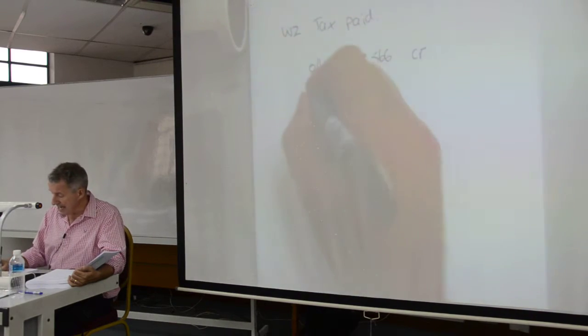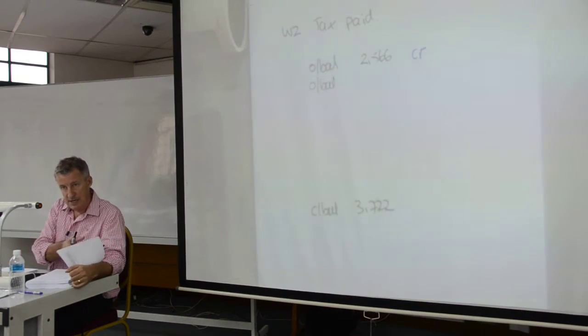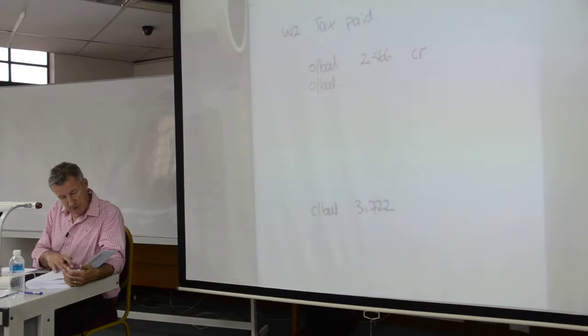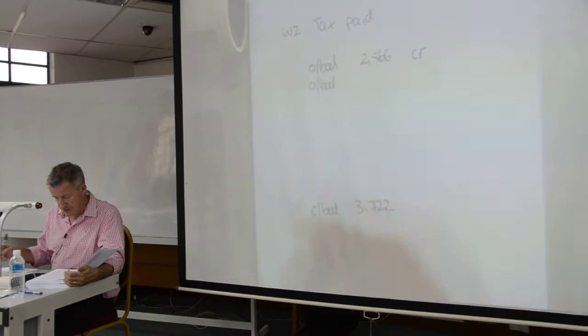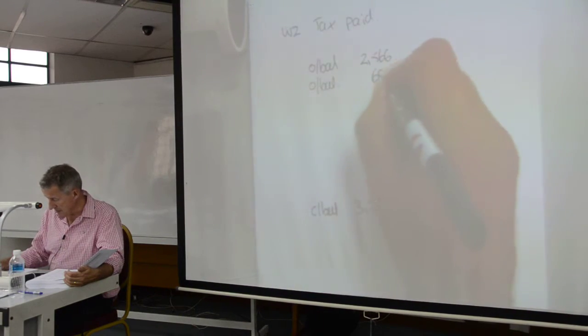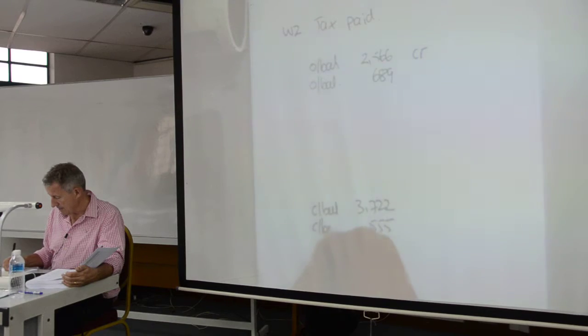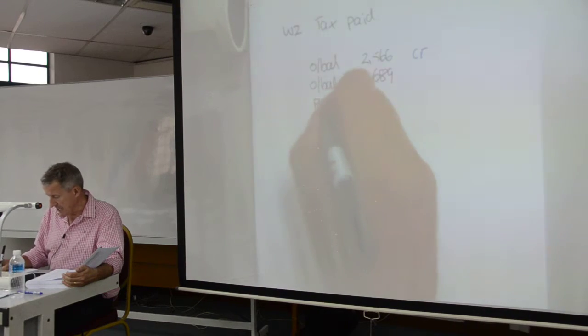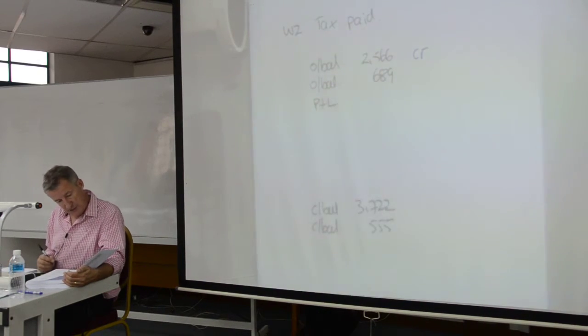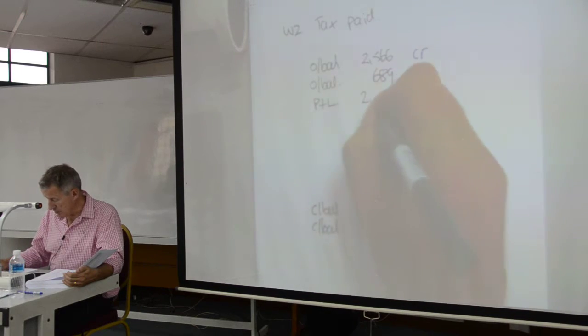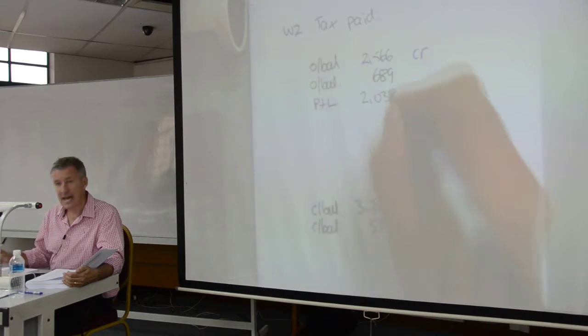You not only have an opening current liability, but you have an opening non-current liability. So picking up your non-current liability for deferred tax, your opening balance is 689 and your closing balance is 555. Then you look to your profit and loss, and in your profit and loss account you see a taxation charge of 2038.